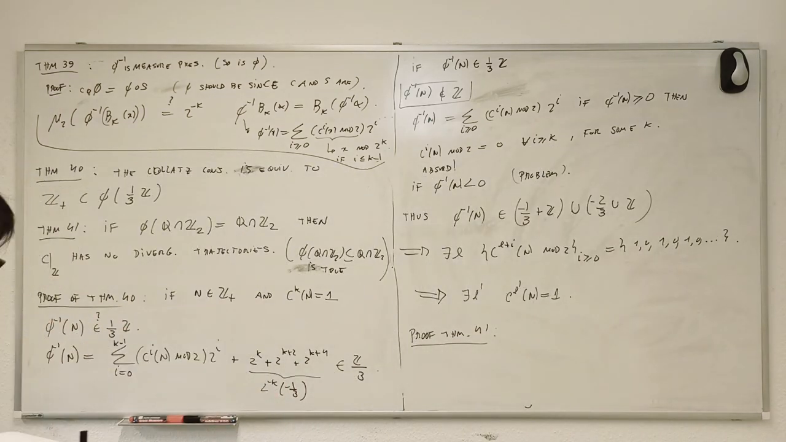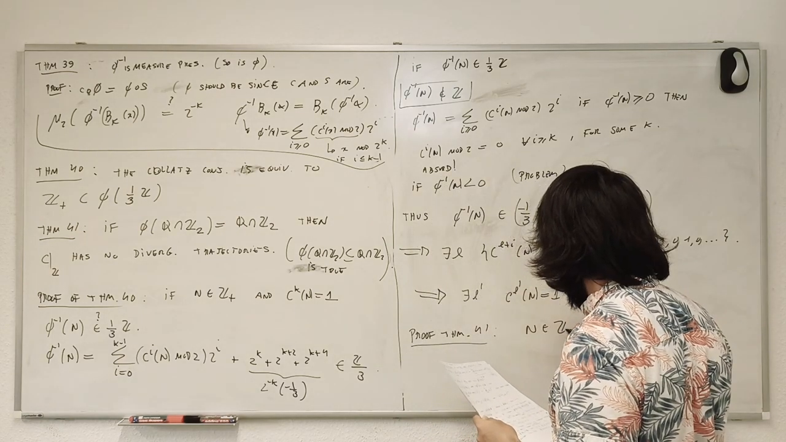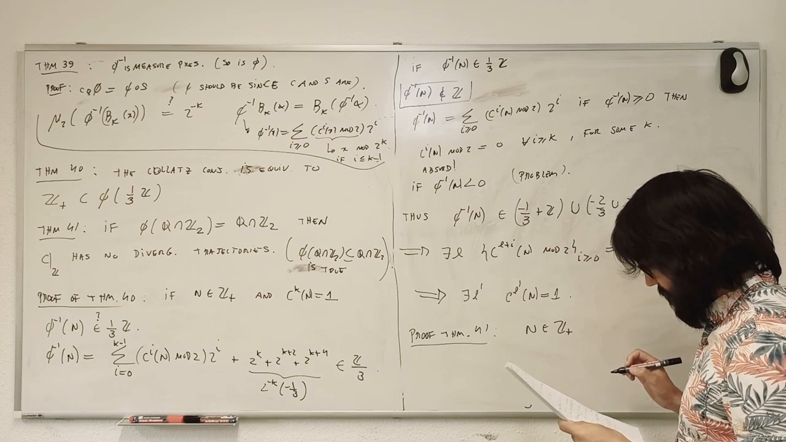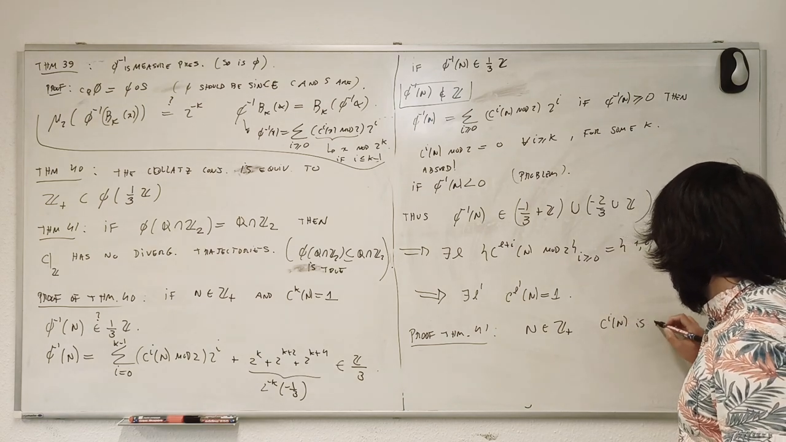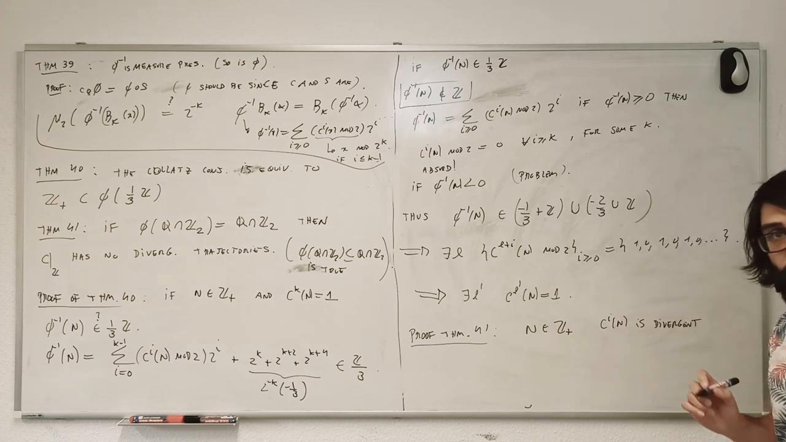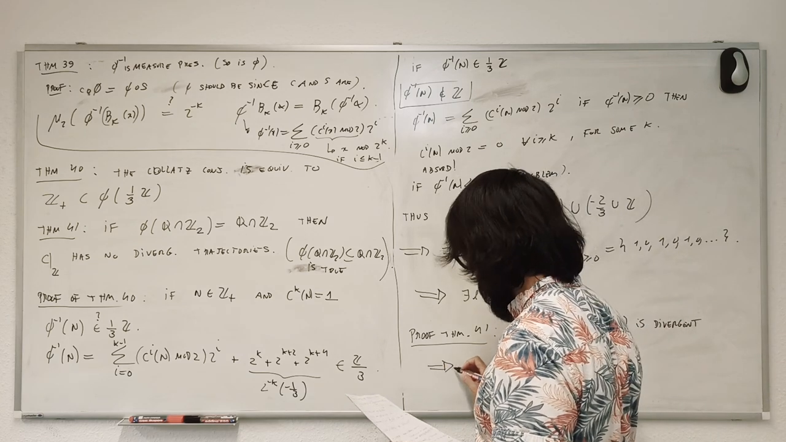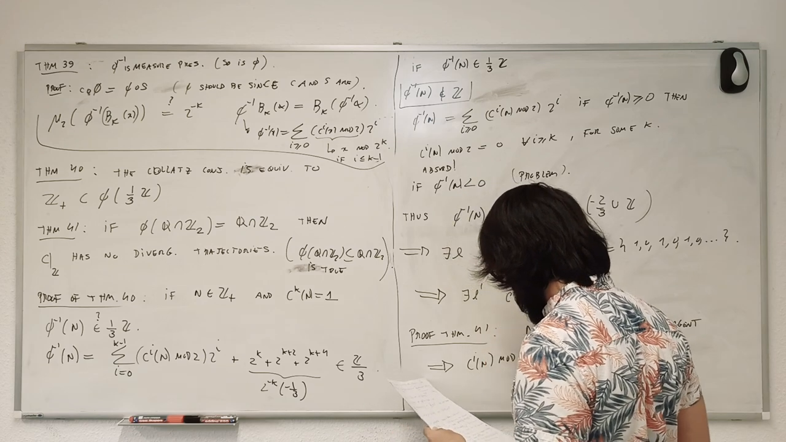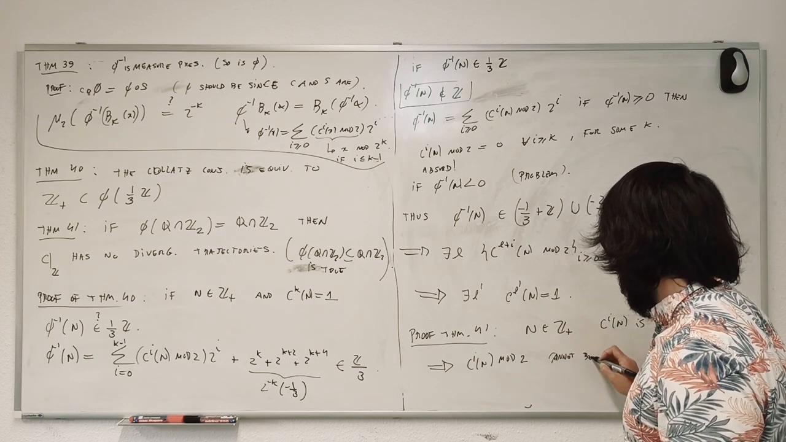So let's prove this. And this is actually easy to show. Suppose that we have some n whose trajectory is divergent. So C^i(n) is divergent. That means it never gets into a cycle. That's what it means. Then you can show that C^i(n) mod 2 cannot be eventually periodic.